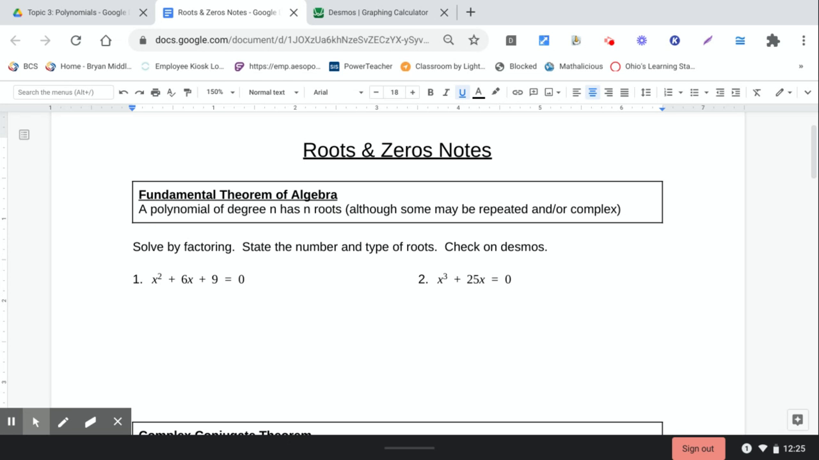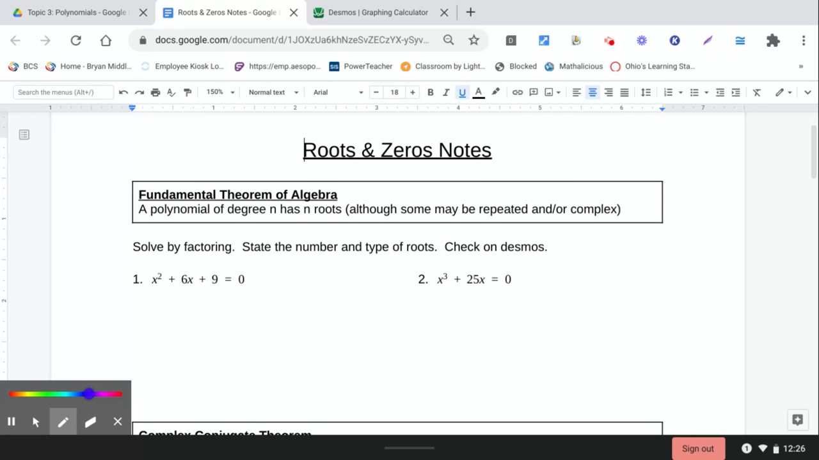Now, they may not all be different roots, so we call those repeated roots, and they may sometimes be complex, so they might be imaginary roots, but it will have that number. So that's kind of a way we can use to check. What we're going to start with is this problem, x squared plus 6x plus 9. We're going to solve it by factoring and say the number of roots and the types of roots.